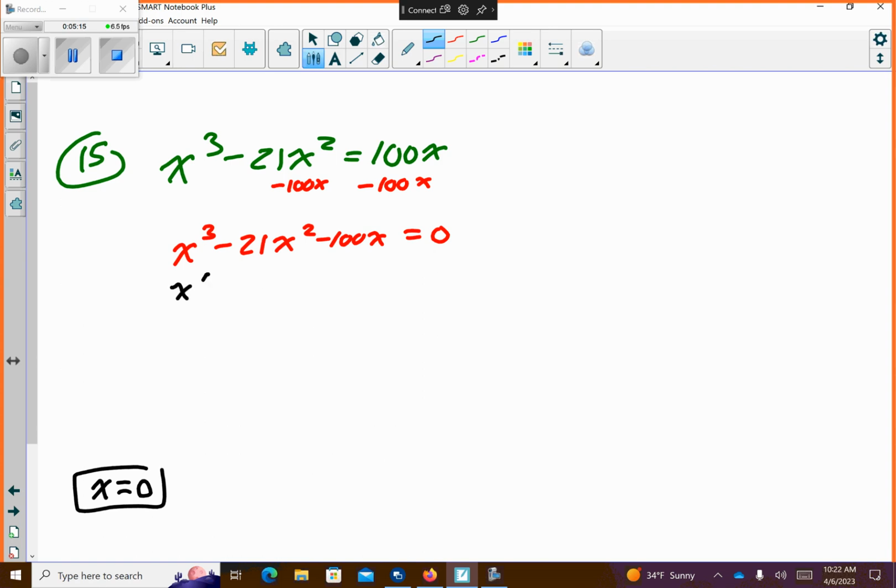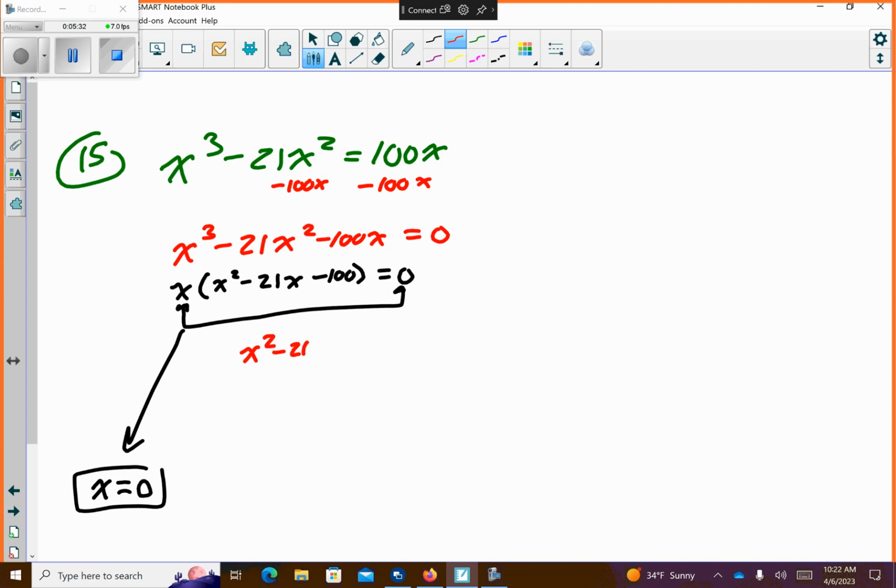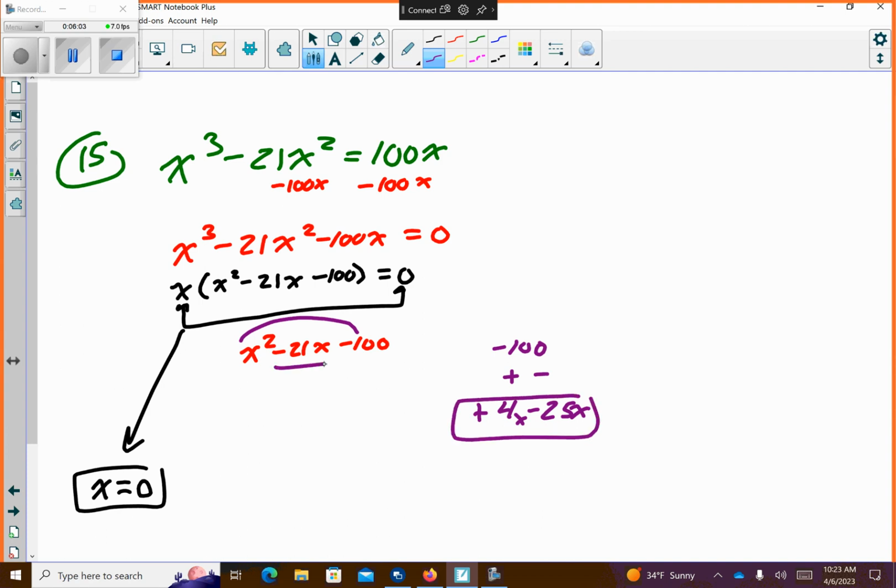Okay? So because I could factor an x out of each of these, I get that. I could take care of this right there. So let's just ignore the rest, and I'm just going to say x squared minus 21x minus 100. So we want to factor it. So I get negative 100. I know I have plus and minus. The factors of 100 that add up to negative 21. I think I could do 4 and 25. 4 times 25 is 100. And so I'm going to go negative 25x and positive 4x. If I add those together, that gives me my negative 21x.